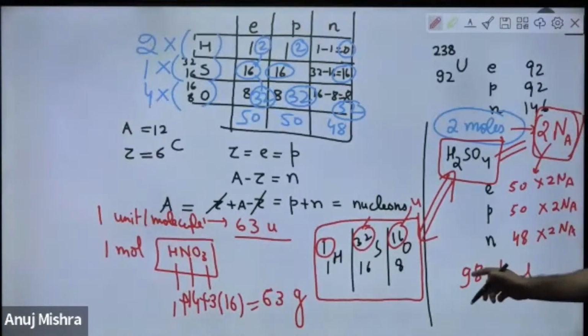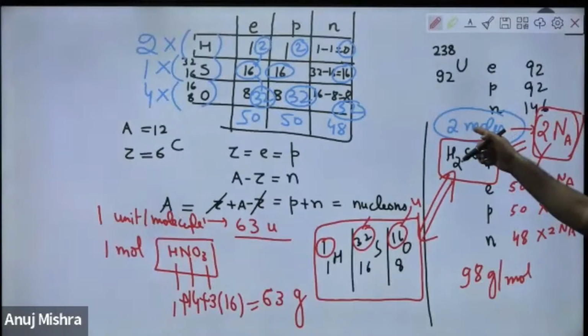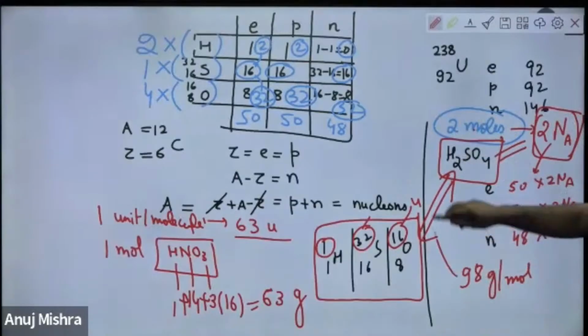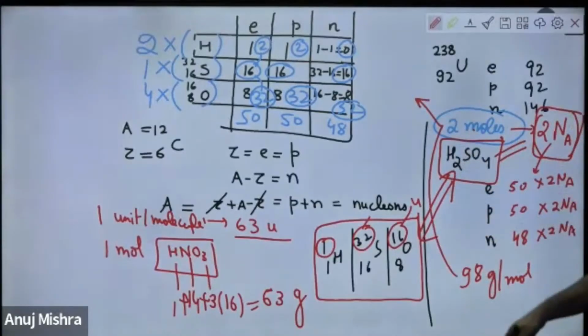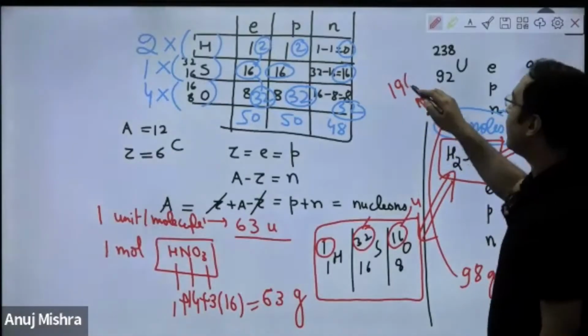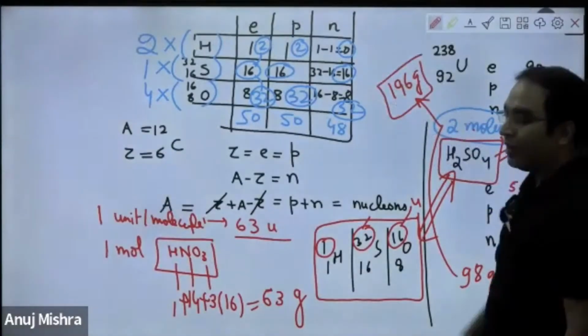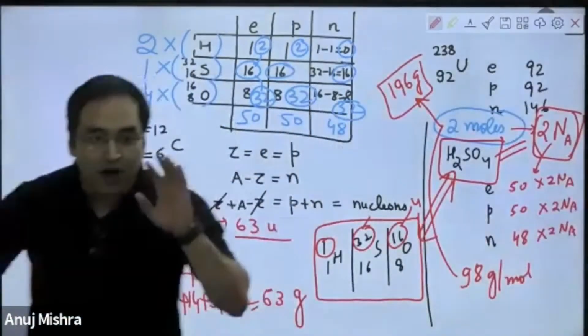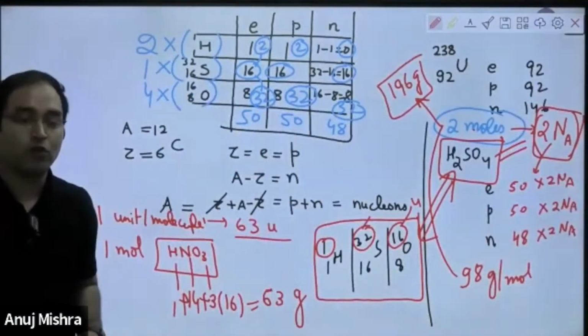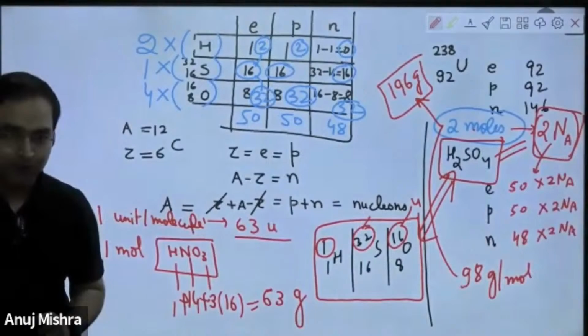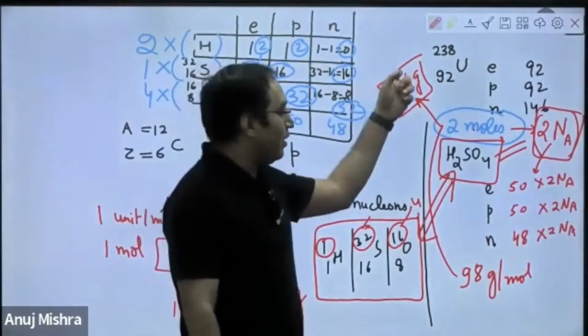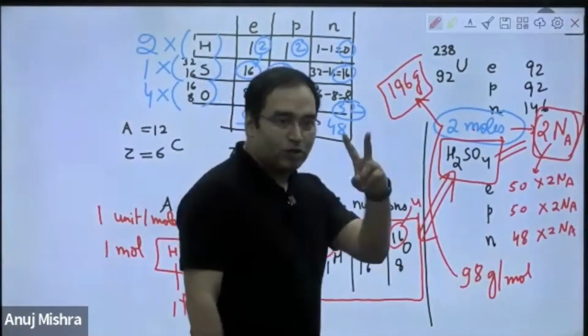That means if I take 1 mole, it is 98 gram. You took 2 moles. 2 moles का कितना weight होगा? 2 moles is how much? 196 grams. Now let's say tomorrow somebody gives you a question, 196 grams of H2SO4 में electrons, protons और neutrons बताओ. तो क्या करोगे? 196 gram divide by 98 gram per mole, you get 2 moles.